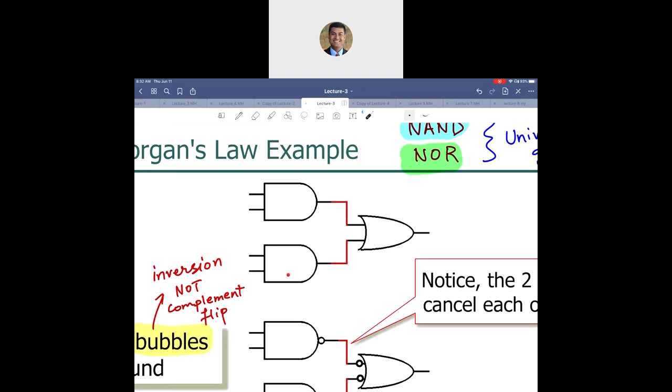So here we have a logic circuit. We have two AND gates and one OR gate, right? Now, let me ask you, what do you need to do to this AND gate to convert it into a NAND? Well, you might say, put a bubble in front of it, right? If you put a bubble in front of that AND gate, like so, you would have converted it to a NAND gate.